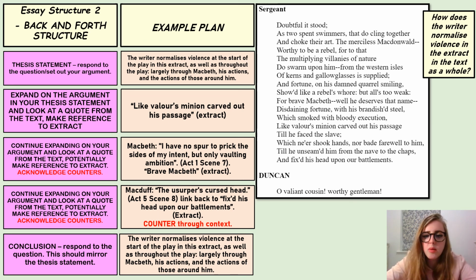Okay, then my conclusion will just match my thesis statement, but you can see how I've continually come back to the extract and done this back and forth structure, because I want to show that the extract is super important, and there are other moments in the text that link with it, that these aren't all separate quotes. We're now looking at the interplay of the extract as well as the rest of the play.